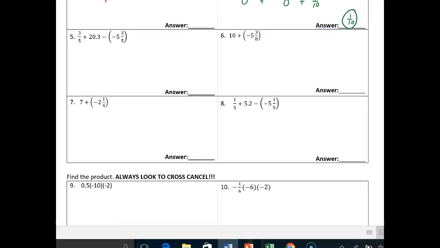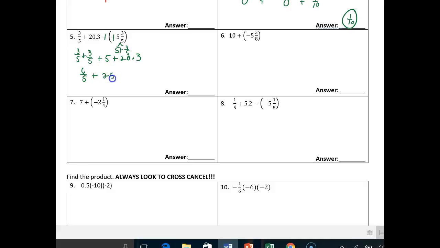Let's look at number 5 together. So we have 3/5 plus 20.3 plus positive 5 3/5. Let's break that apart. When I break this apart, it's 5 plus 3/5. So 3/5 plus 3/5 plus 5 plus 20.3. What did I do? I just used the commutative property to put that 3/5 next to that 3/5. So this is really 6/5 plus, what's 5 plus 20.3?